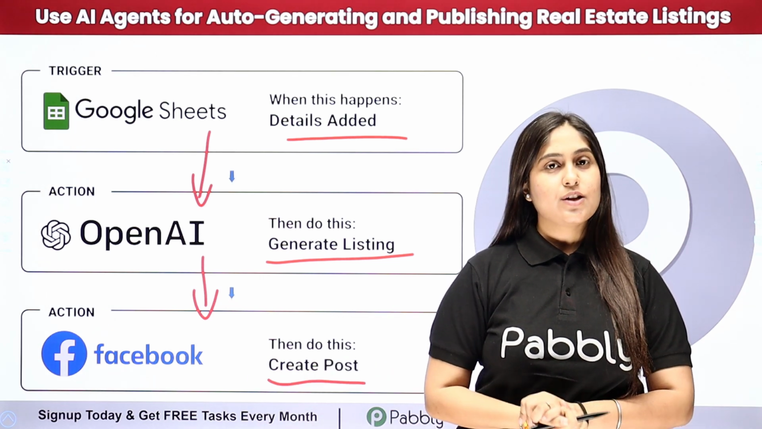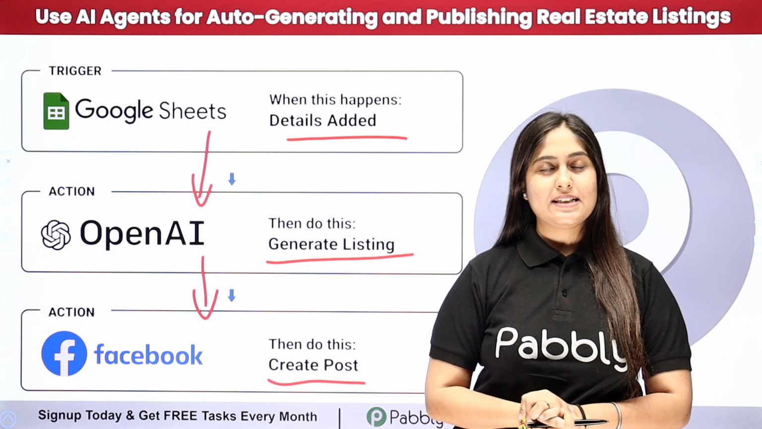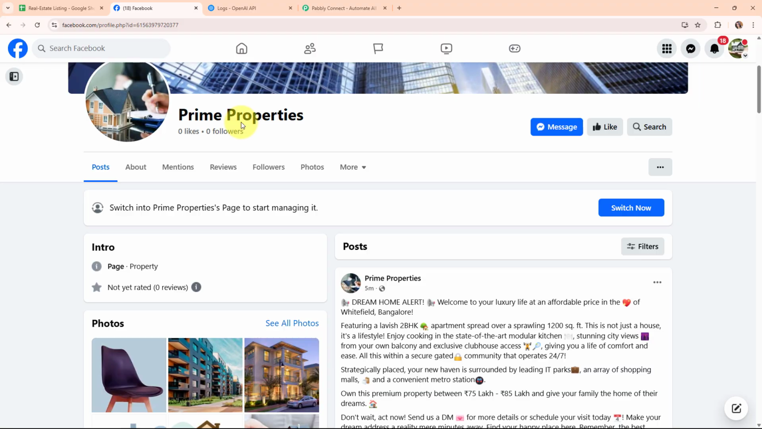So to see the working of this automation and to learn this process step by step, let me take you to my screen. Welcome to my screen. So in this video, I'll show you how to automate property listings using AI agents with Pabbly. This will help you create engaging descriptions, fill in details and publish listings automatically, saving you time and boosting your sales efforts.